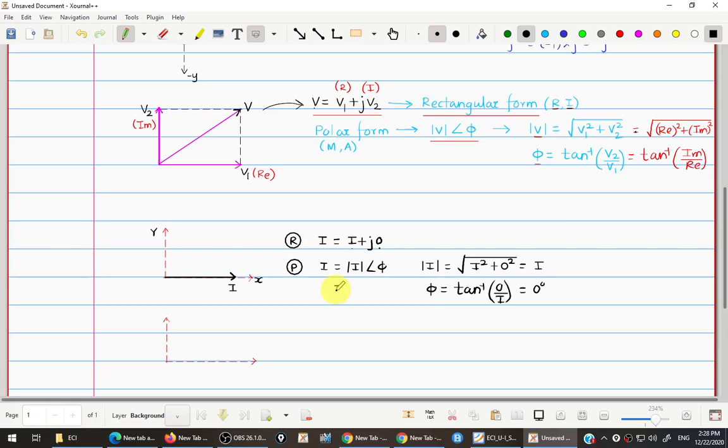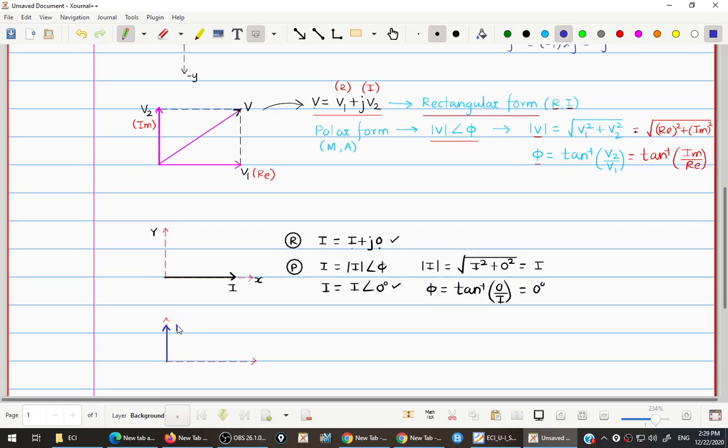So how can you represent this? Your I in polar form will be what? I means magnitude at an angle. Now what is your angle? 0 degree. So we have represented the current using rectangular form as well as polar form in complex format. Similarly, now we are taking an example where only the imaginary part is present.